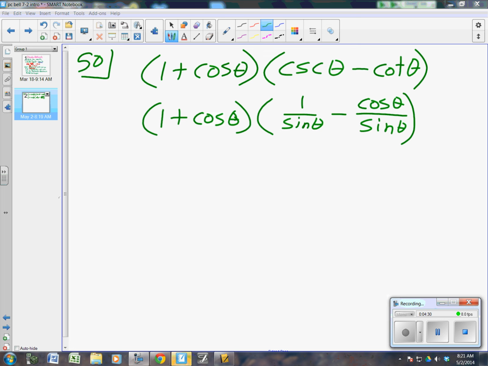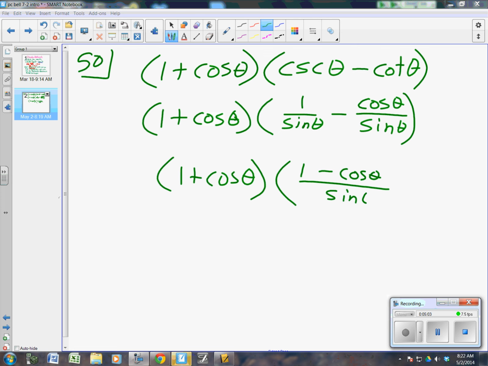Now, I noticed something here. You guys notice anything about the right side, this right set of parentheses? What could we do? Common denominator, yeah. We're subtracting, and they have a common denominator. Can we combine them into one fraction? Okay, so we have 1 plus the cosine of theta times 1 minus the cosine of theta all over sine of theta.